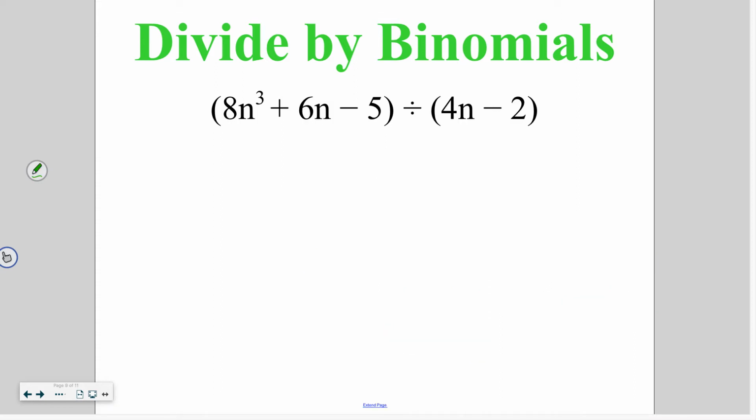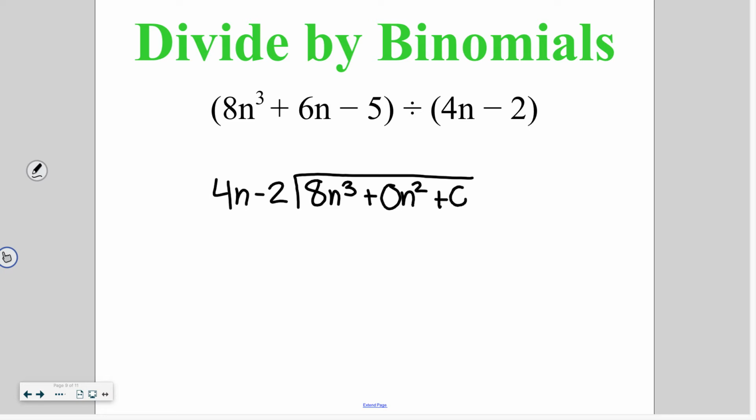So the last case that we are going to look at involves when we have a number missing out of our standard form. So I go n to the third and then n. In between there, we are missing n squared. So it's going to get set up the same way with 4n minus 2 on the outside. And then on the inside, we're going to start with our 8n to the third, and then we're going to add in 0n squared. We're going to need that as a placeholder momentarily, so you need to make sure you have all of the pieces in the standard form so that the exponents are decreasing.